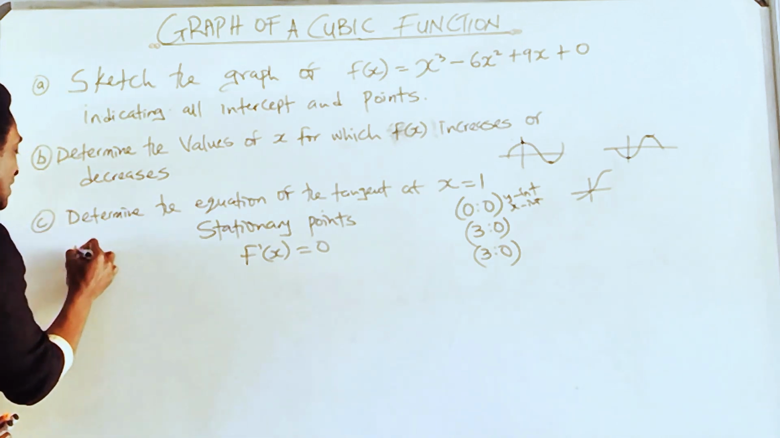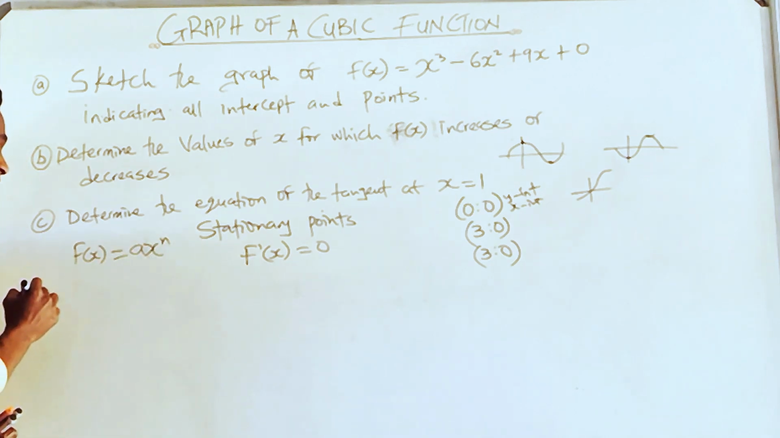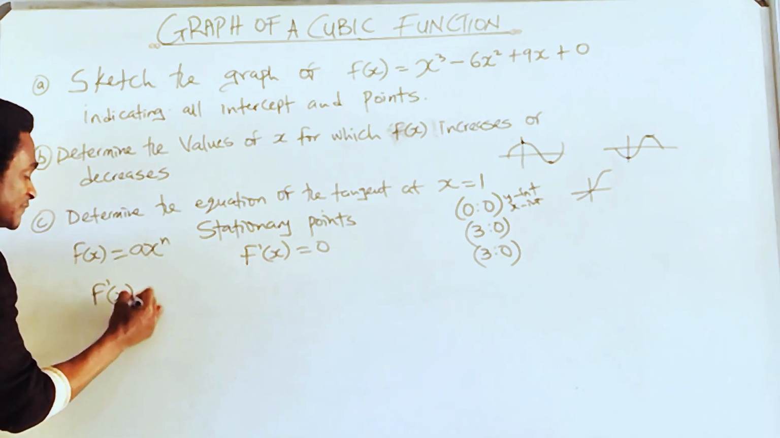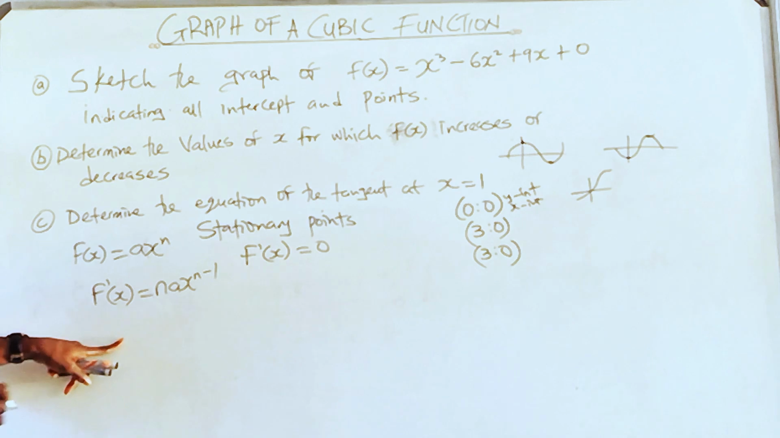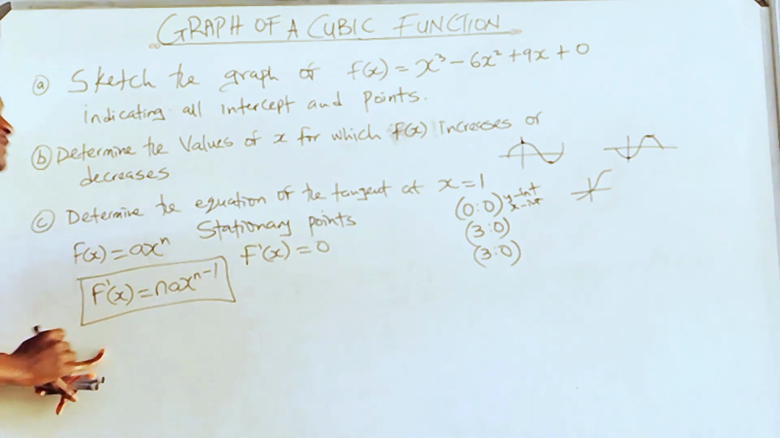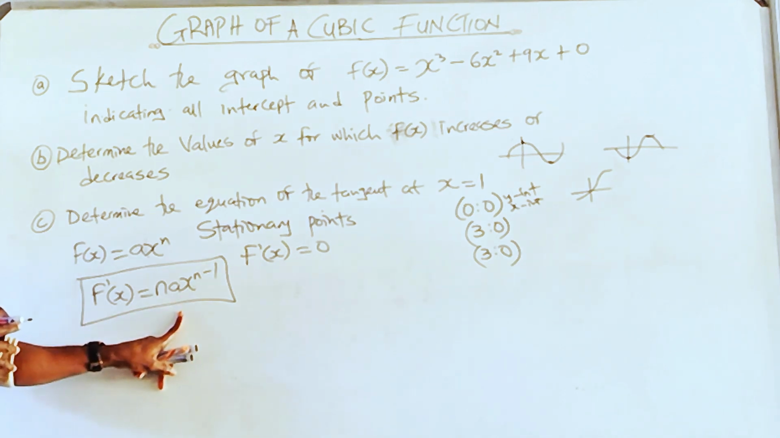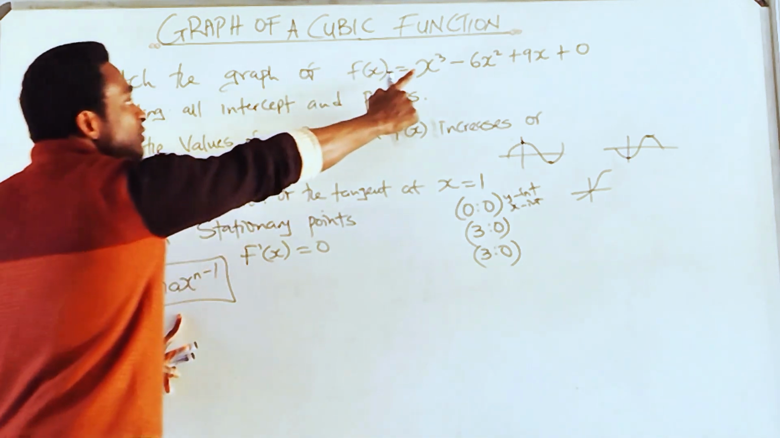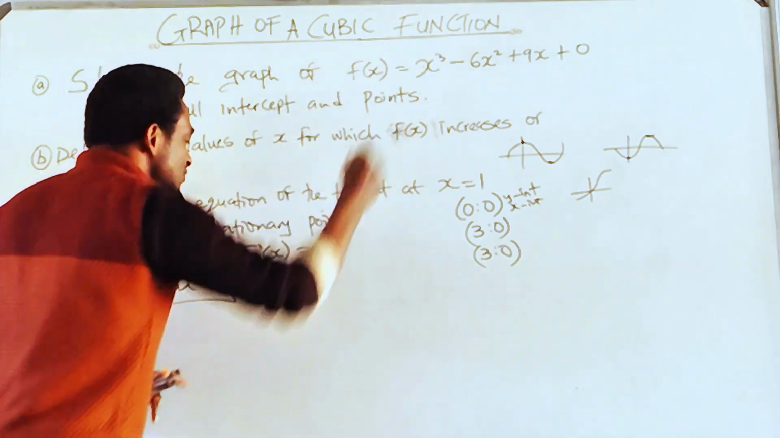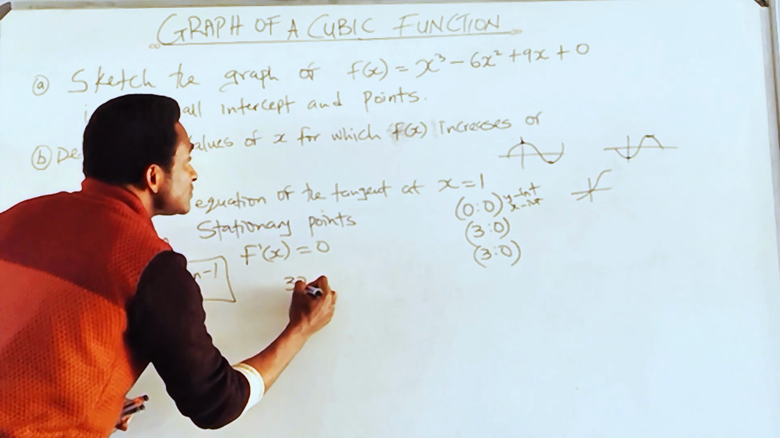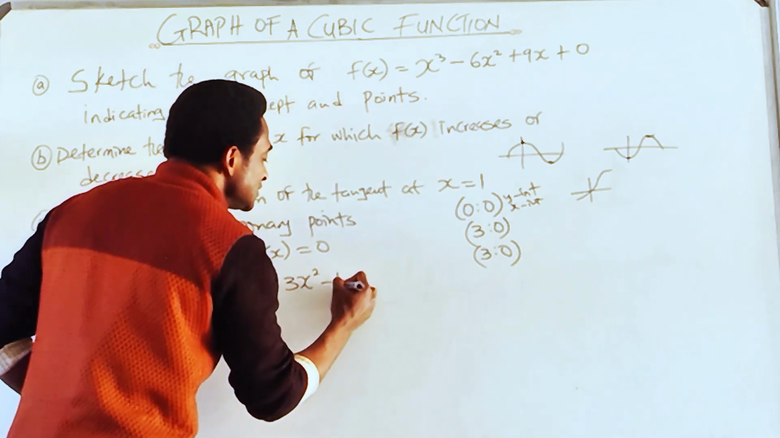First derivative, remember, if we have the function a x to the power of n, the first derivative of this will be n times a, and then we have x to the power n minus 1. This is the general rule for differentiation of any function. Now we go to our function. So this is going to be 3x to the power 3 minus 1, that's 2. For this one also we have 2 times negative 6, which is negative 12.